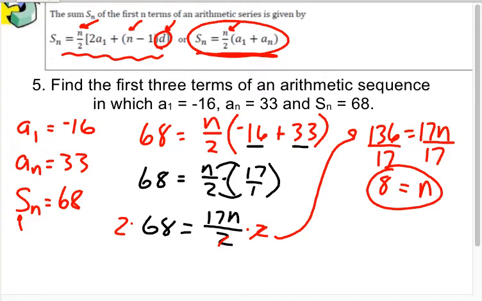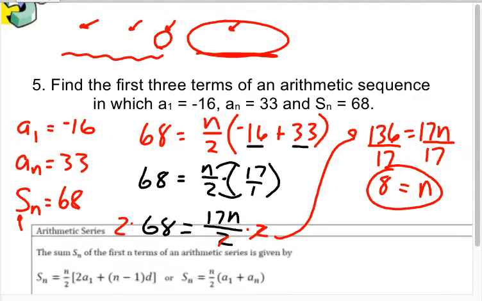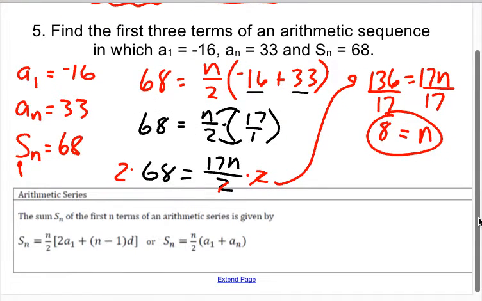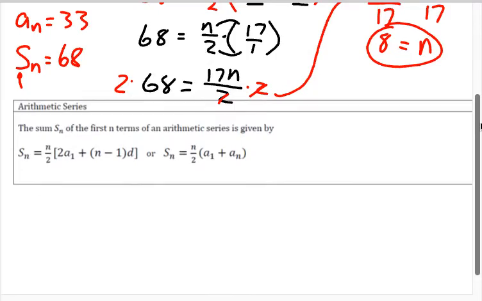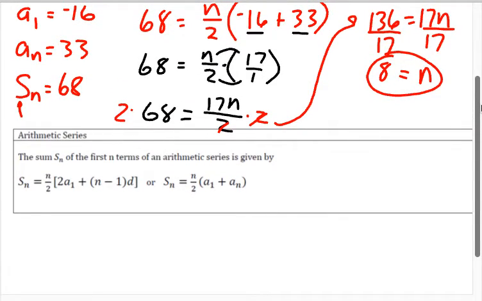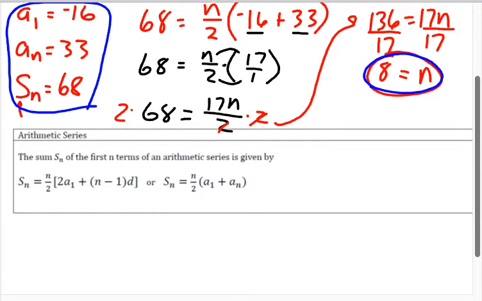now I'm going to bring this down because we're going to use that formula to do a little work. I know this. All this information right here, a sub 1, a sub n, and the sum of the series, and now I know 8. But what I really need to know is find the common difference. So we can use this formula because we have everything we need to know in it except the d, and we can solve for d.